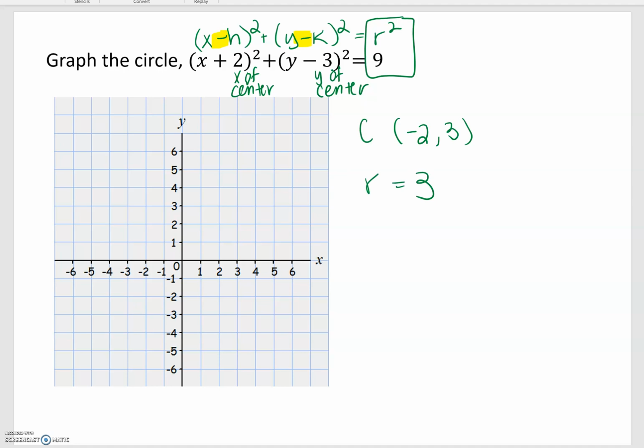So I'm going to graph my center at -2, 3. And then I'm going to have a radius of +3. 1, 2, 3. And the easiest way to graph that is just go out in all directions with that radius of 3. And then connect those with a circle the best that you can. Doesn't have to be perfect, but you should have a radius of 3 in all directions.